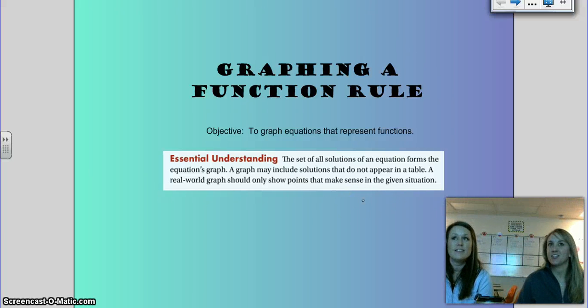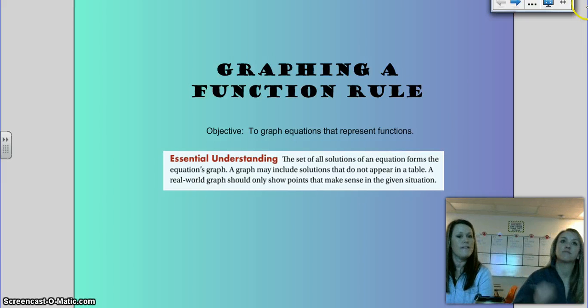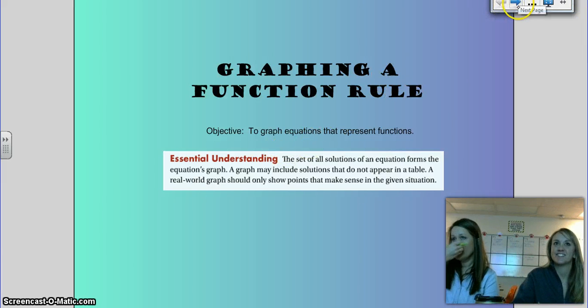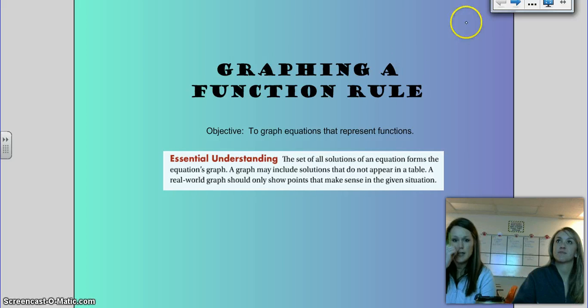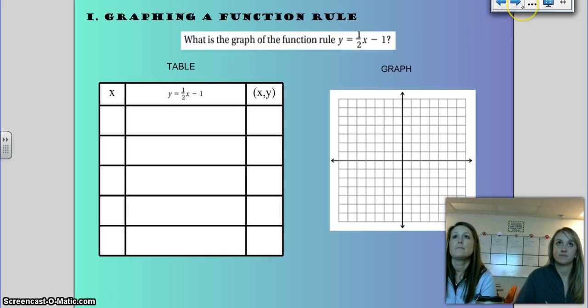Hi, graphing a function rule today. Okay, so we are going to graph equations that represent functions. Remember that functions can be defined as an input that has exactly one output, or an output that has exactly one input. Okay, what is the graph of the function rule y equals 1/2 x minus 1?